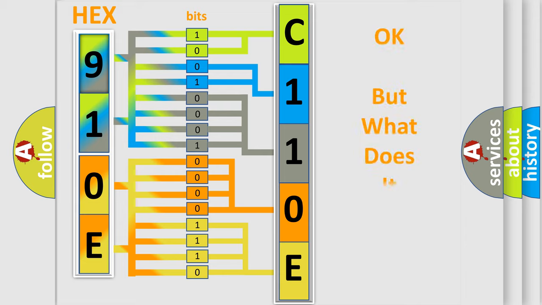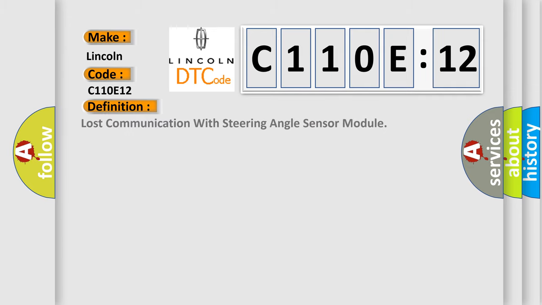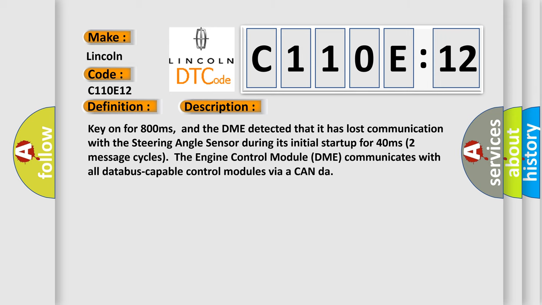The number itself does not make sense to us if we cannot assign information to what it actually expresses. So, what does the diagnostic trouble code C110E-12 interpret specifically for Lincoln vehicles? The basic definition is lost communication with steering angle sensor module. And now this is a short description of this DTC code. Key on for 800 milliseconds, and the DME detected that it has lost communication with the steering angle sensor during its initial startup for 40 milliseconds.